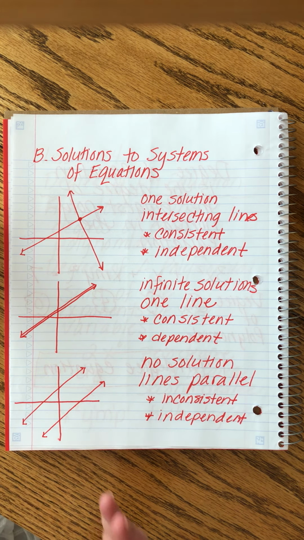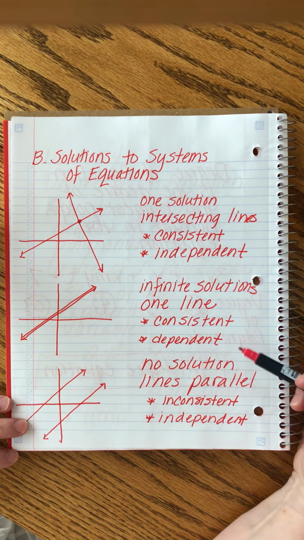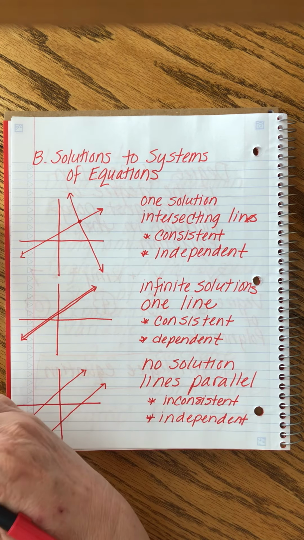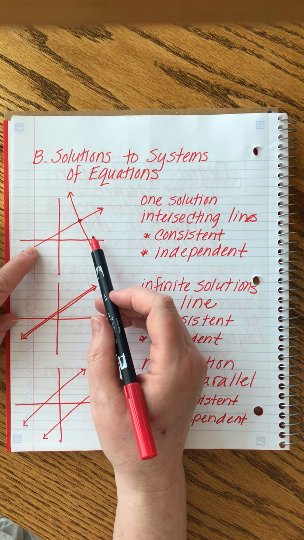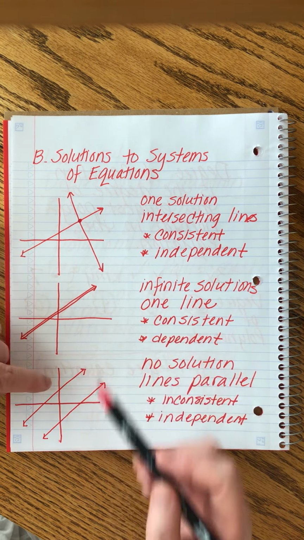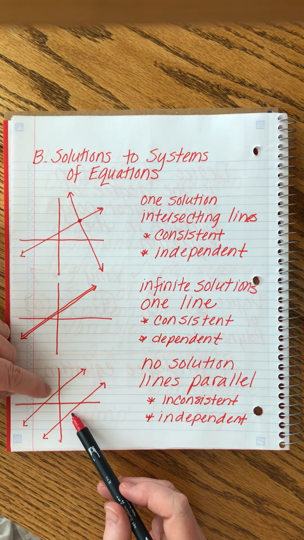So they both have all the answers to each other, right? They're the same line, so they hold each other's solutions. That's what makes them dependent. They hold each other's solutions. These lines don't hold each other's solutions, just the one. These lines don't hold any of each other's solutions.